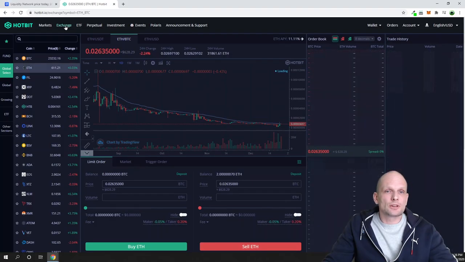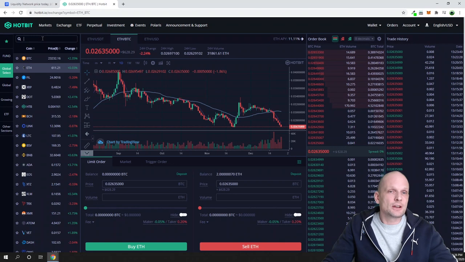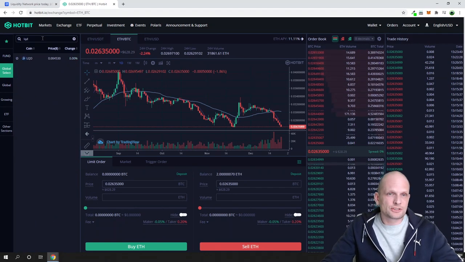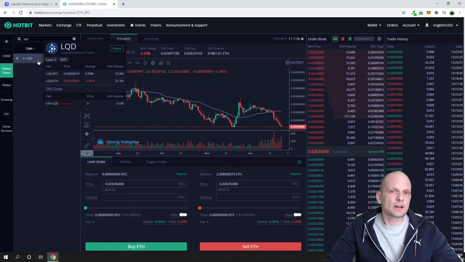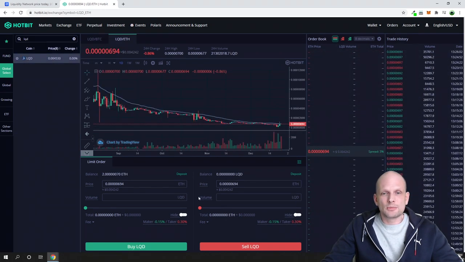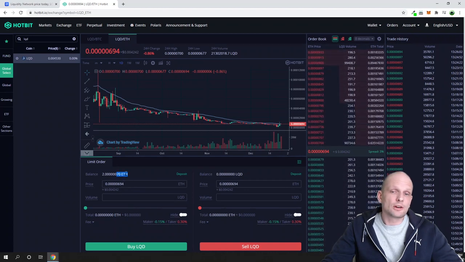So let's go into the exchange, and once you are here in the exchange, here you type in the search. I will type in LQD, because this is the ticker for this token. As you can see, I hover over it, and I will be trading the LQD Ethereum pair. If you would be depositing Bitcoin, you could click here on LQD BTC. But I click LQD Ethereum, and as you can see, I have 2 Ethereum on my balance, and I don't have any LQD. And to trade, it is fairly simple.